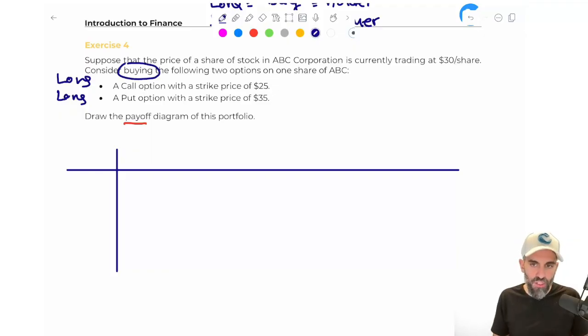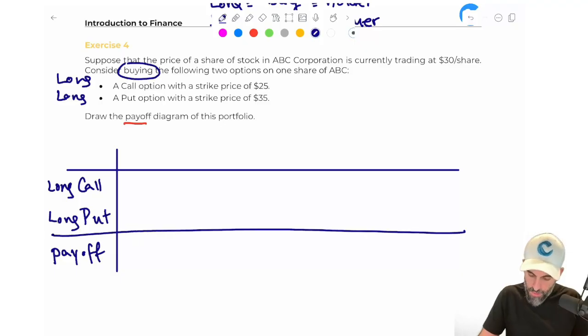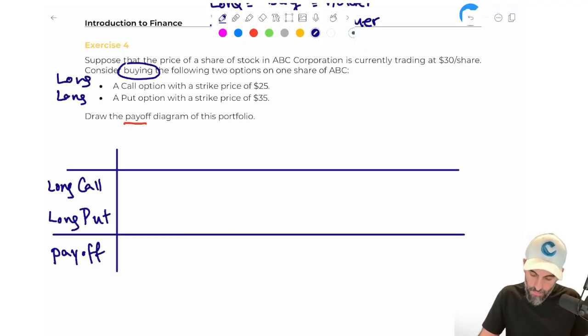And it's a little bit more complicated than before because we have multiple options. So what I suggest you do here is on the left-hand side, write your two positions. So you've got a long call and you've got a long put. Okay. And then at the bottom, you can just write payoff. That's basically your total.